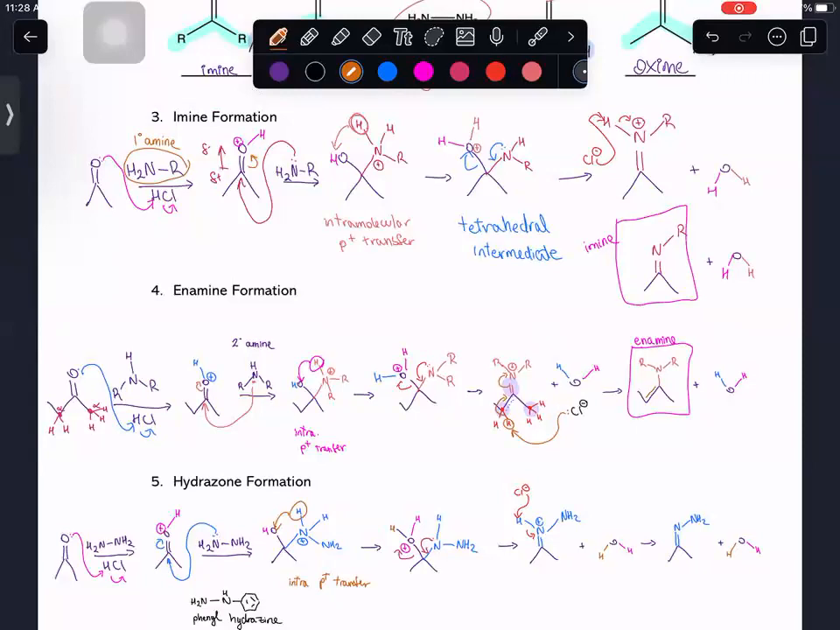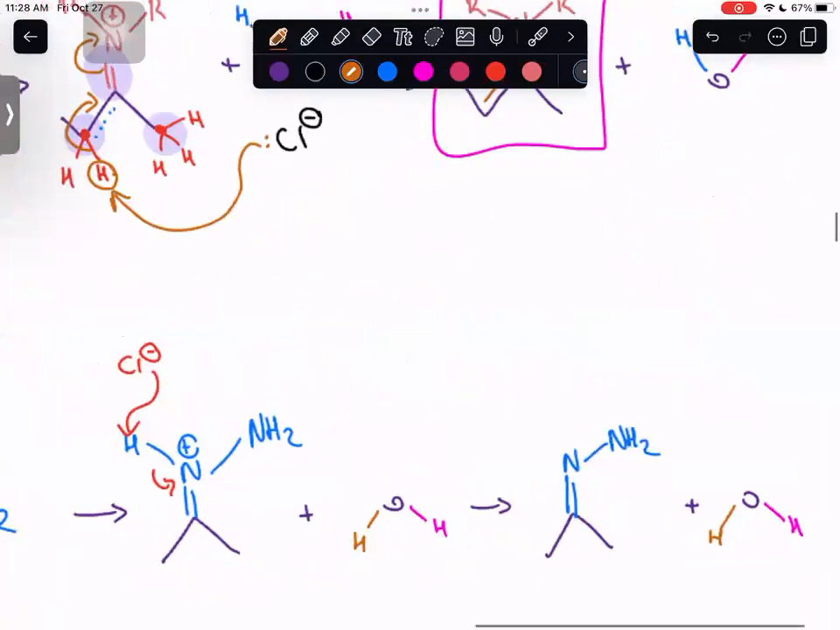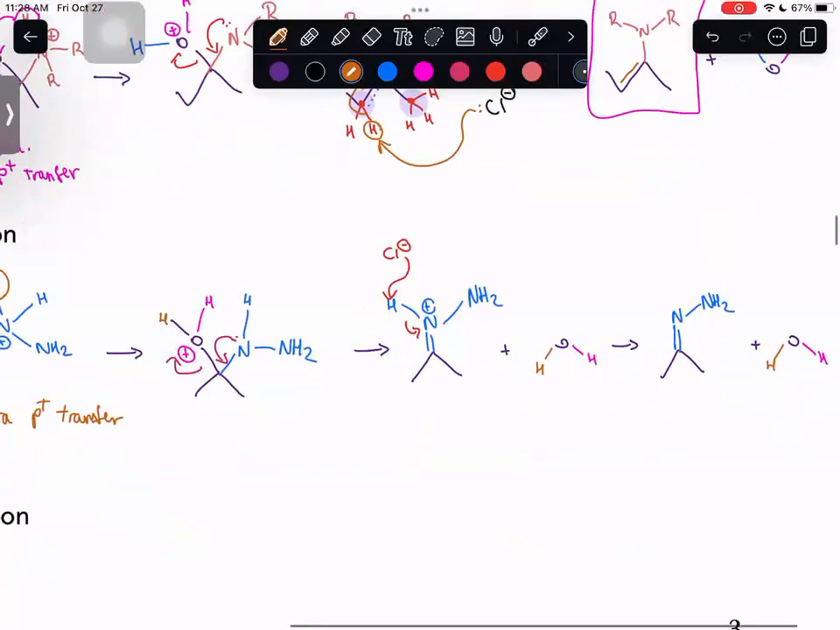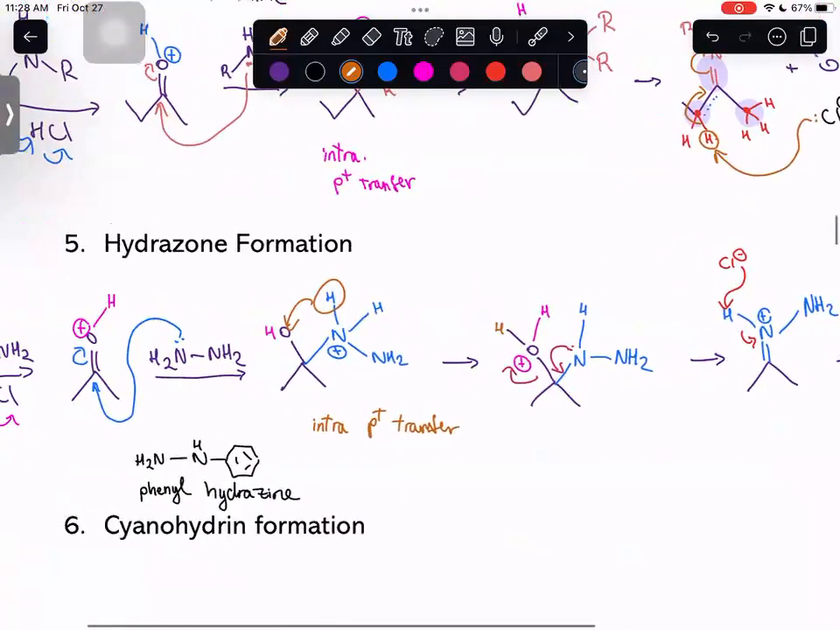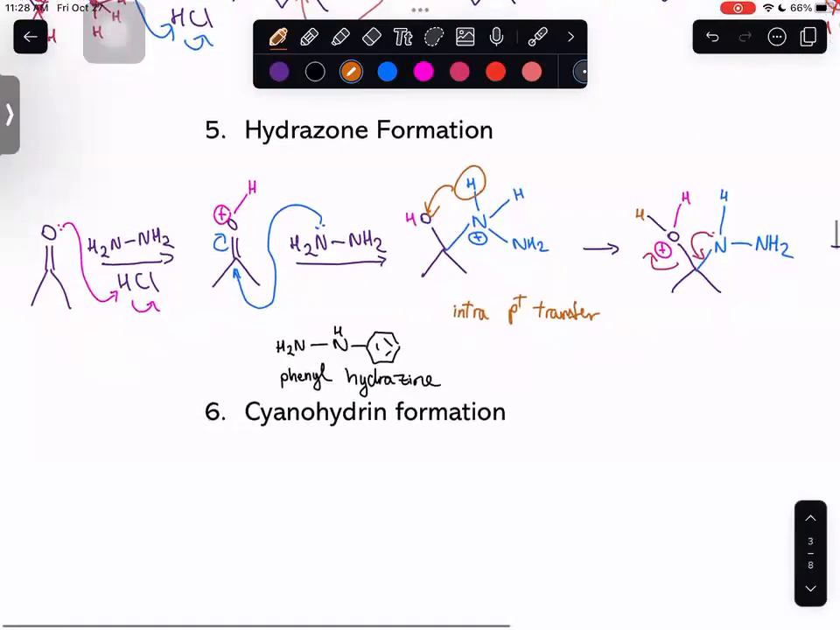Okay. Questions on that mechanism? And the HCl is a reagent used at the beginning. It's the catalyst for the reaction.